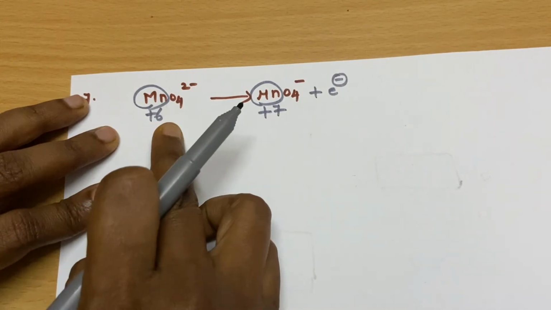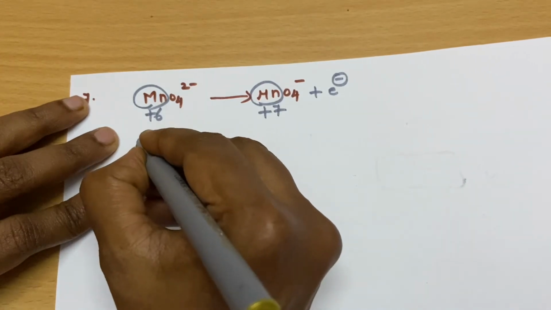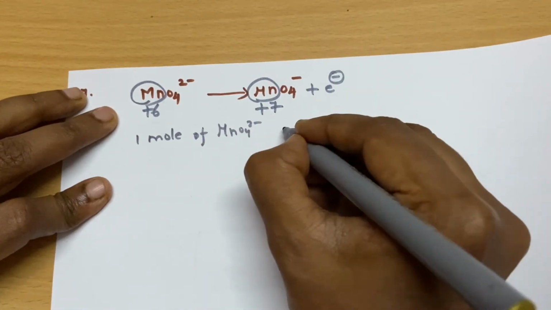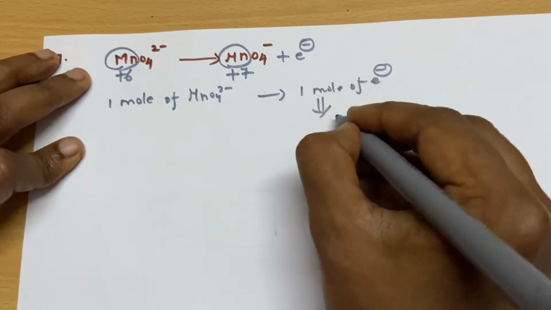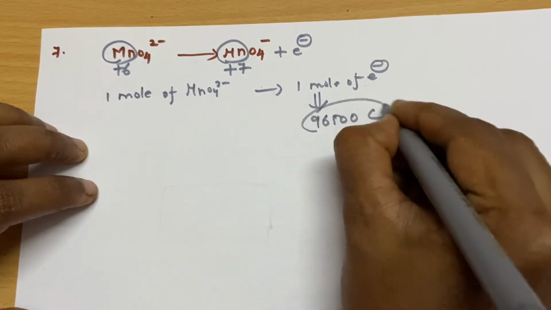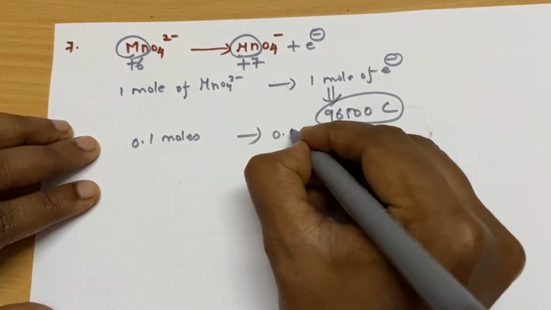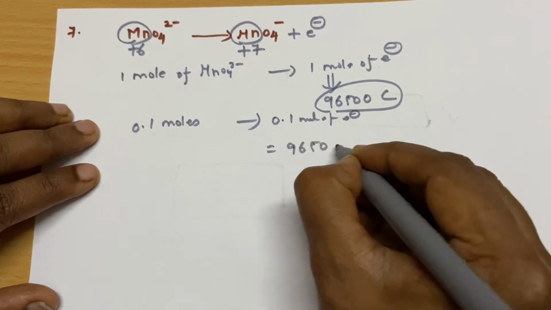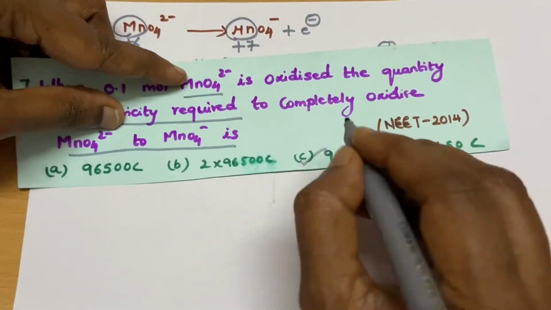So you must calculate like this. To oxidize completely 1 mole of MnO4 2-, you need 1 mole of electrons. What is the charge of 1 mole of electrons? It is 96,500 coulombs. So for 0.1 mole, you need only 0.1 mole of electrons, so that will be 9,650 coulombs. So it's very simple, students.